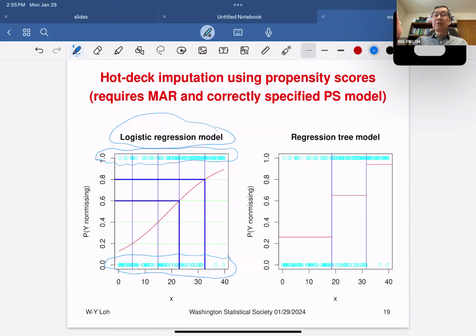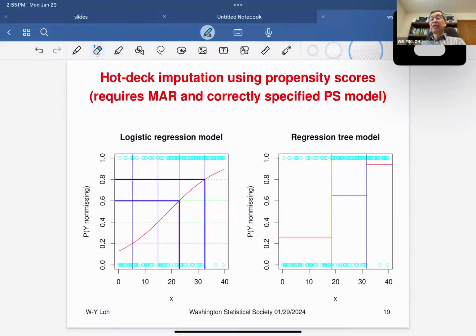All right. Let me clean this. All right. So the usual way of doing hot-deck imputation with propensity scores is we fit this S curve, and then we cut up the y-axis with horizontal lines. Here I cut it up into 5 equal parts. So this will be 1 1/5, 1/5, 1/5, right?